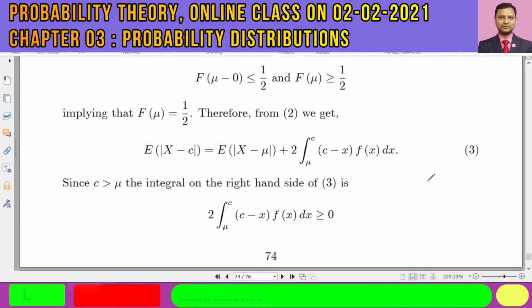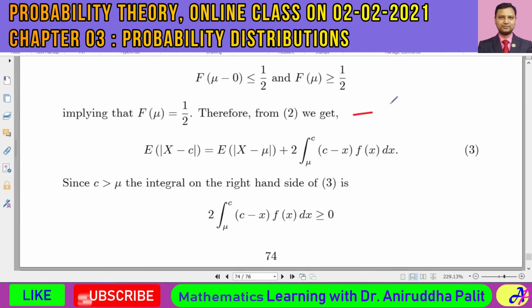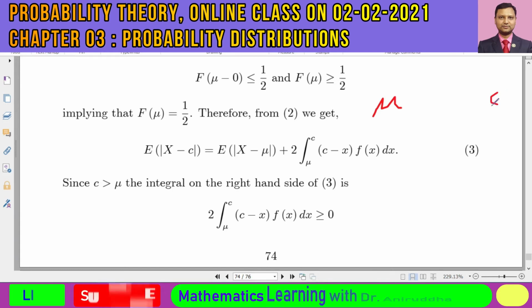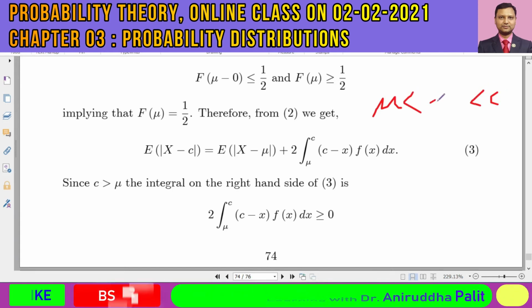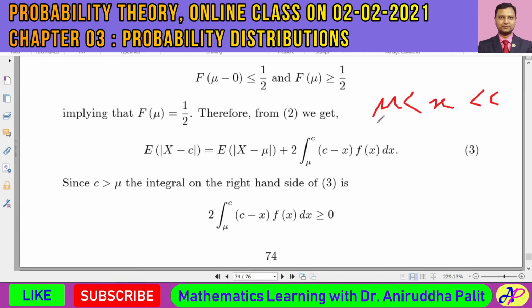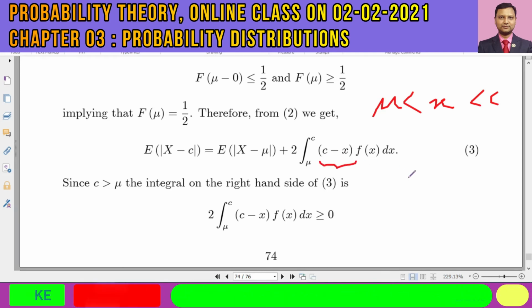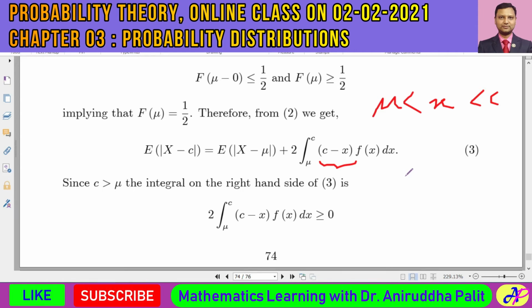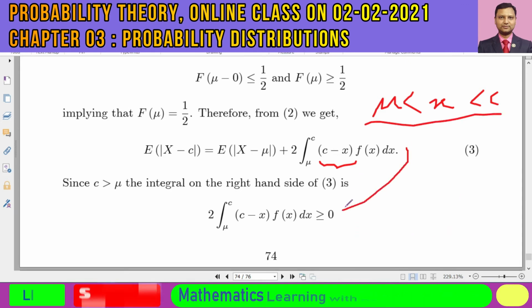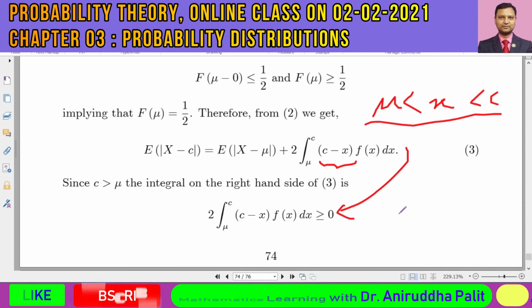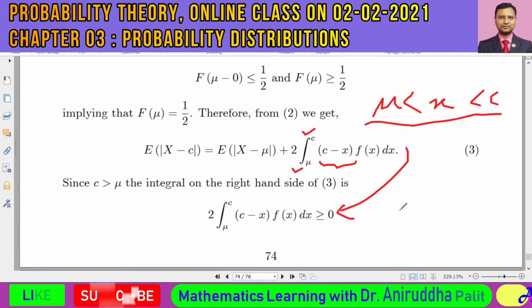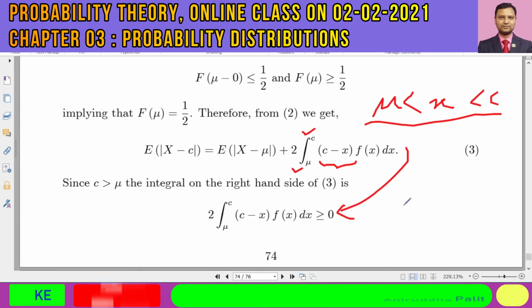And so over here we observe that the integral is from mu to c, not infinity, mu to c. So over here x lies in between mu and c. Therefore c minus x is always a non-negative quantity, greater than or equal to 0 in this range. And therefore we can say that this integral is always greater than or equal to 0, and the equality holds only when the upper limit and lower limit are the same.